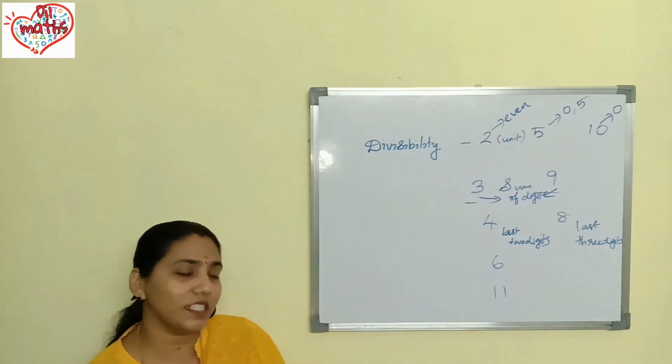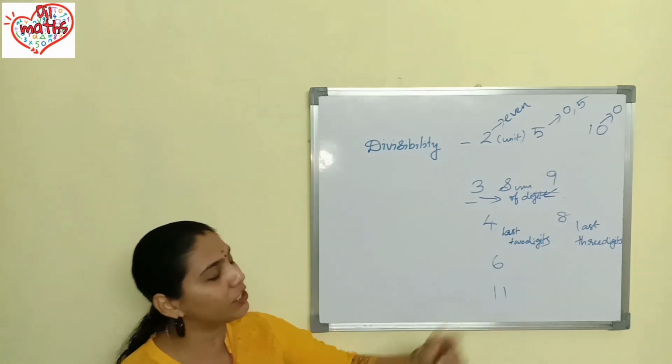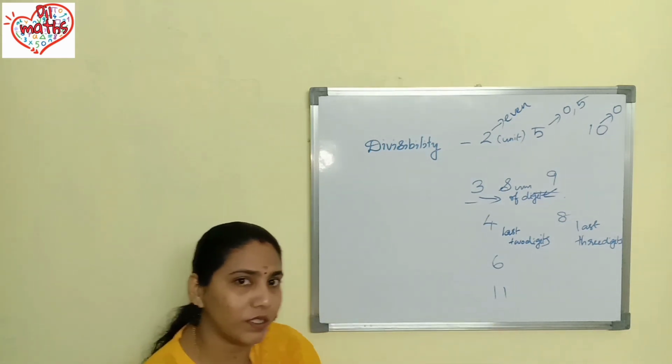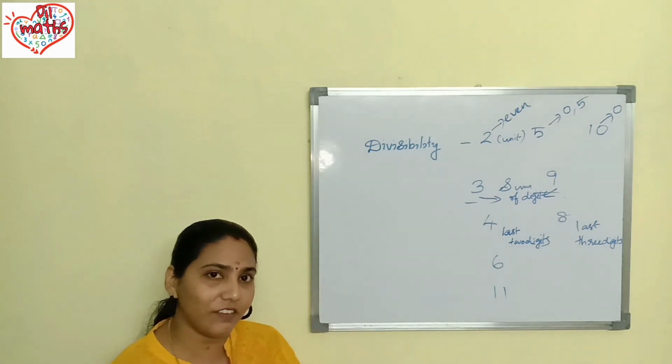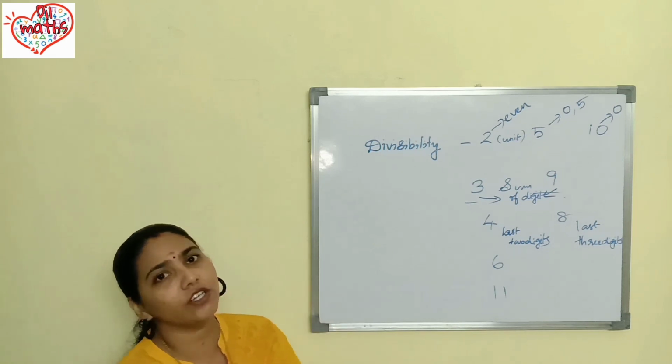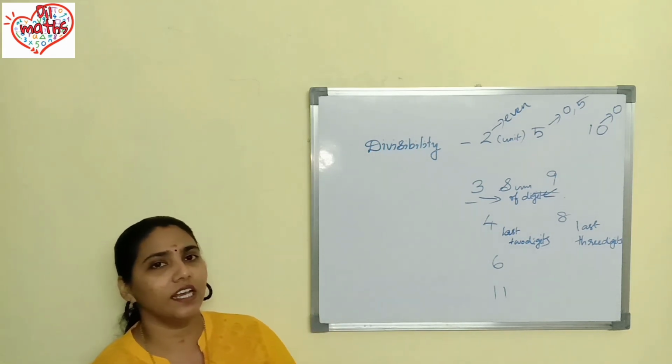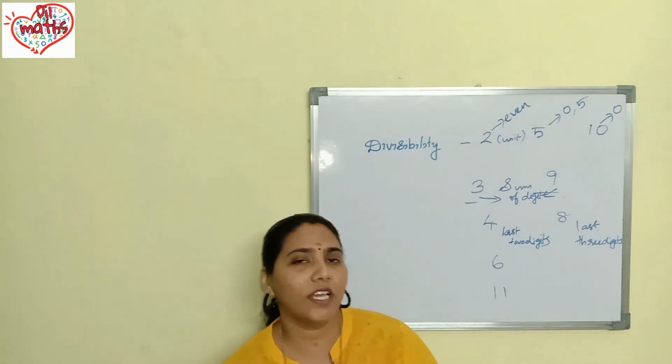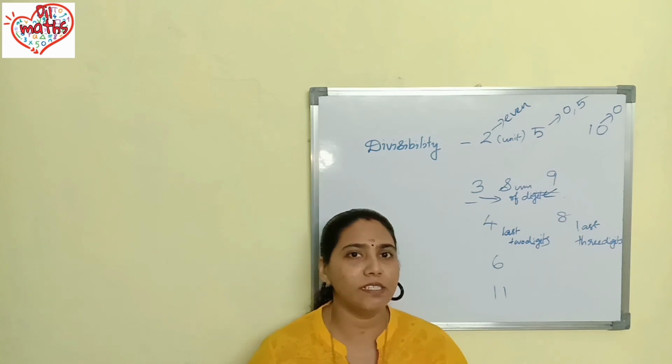Okay, then what about the 11 divisibility rule? You have to find out the sum of digits at odd places and the sum of digits at even places, and find the difference. If the difference is 0 or divisible by 11, you can say that the number is divisible by 11. Okay, this is all about divisibility rules.